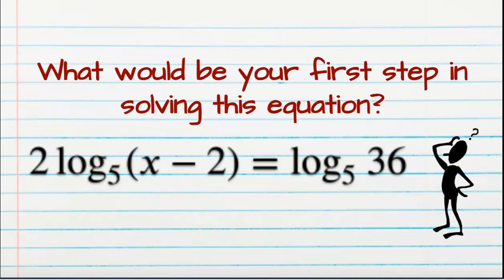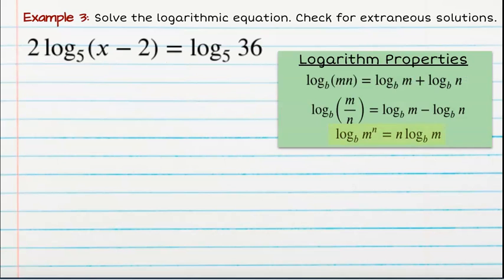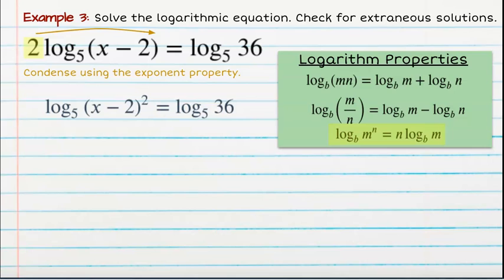Let's take a look at one more example. What would be your first step in solving this equation? If it helps, think back to our discussion at the beginning. You may be thinking of the exponent property. So we need to condense using this property by bringing our 2 and making it a squared. Now we can use the equality property and drop the log base 5s. And again, at this point, this becomes more of an algebra question.